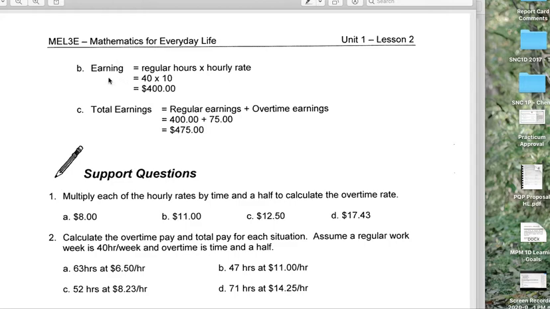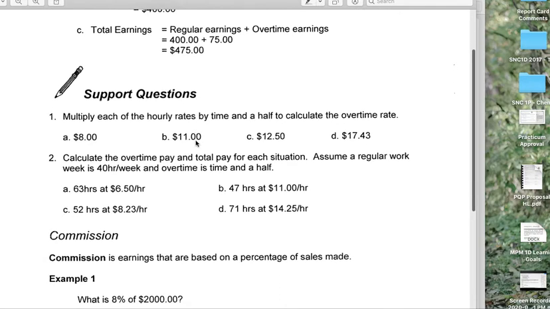So part B, her earnings, you would take her regular earnings times her hourly rate. So this is just those regular 40 hours multiplied by $10 per hour. So her regular earnings are $400. The total earnings is a combination of the regular and overtime earnings. So we're going to add those two together. So 400 plus 75 gives a total of $475 for that pay period.